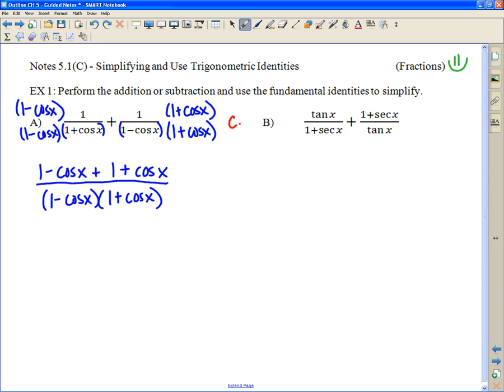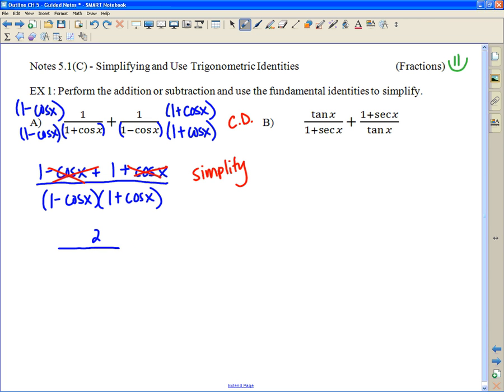Okay, so the first thing that we did was we got a common denominator. The next thing that I need to do is simplify this numerator. So it looks like a cosine of x that's positive goes away with a negative cosine of x, and I have 1 plus 1, which equals 2.